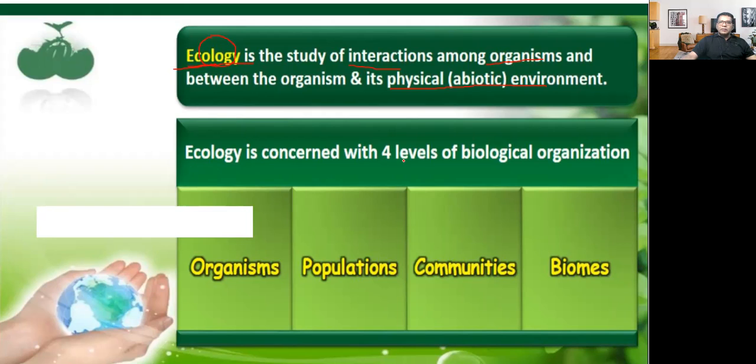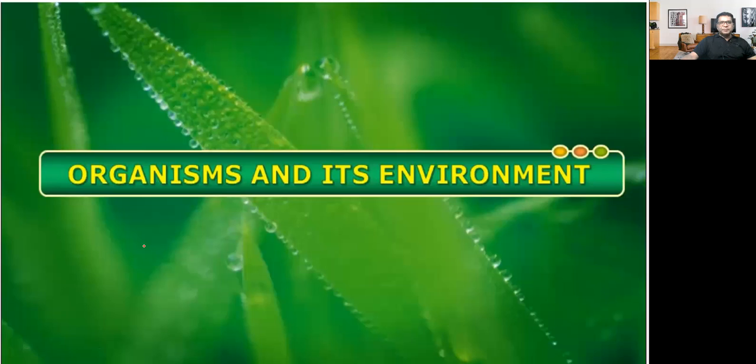So ecology is concerned with four levels of biological organization. There are four levels of biological organization in ecology. First is organism, then population, then communities, then biome. These words are biological terms, so you may not be knowing, but we'll be explaining all these things one by one. What do you mean by organism? What do you mean by population? What is community? And what is biome? So these are very important terms. You have to remember these terms as well as you have to learn the meaning.